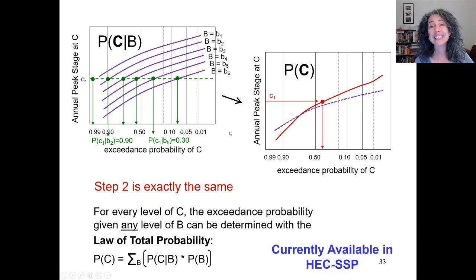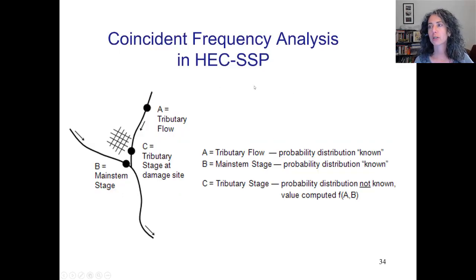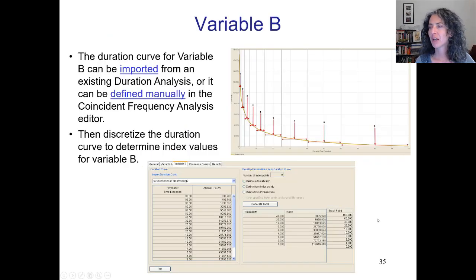Now, this analysis, the total probability theorem method, is available in SSP, and we're going to be using SSP to do case 3 in the workshop, so I'm going to run through what the SSP interface looks like. Okay, so coincident frequency analysis in SSP, again using the tributary stage example, and I thank Mike Bartles for these slides. So we have our variable B.